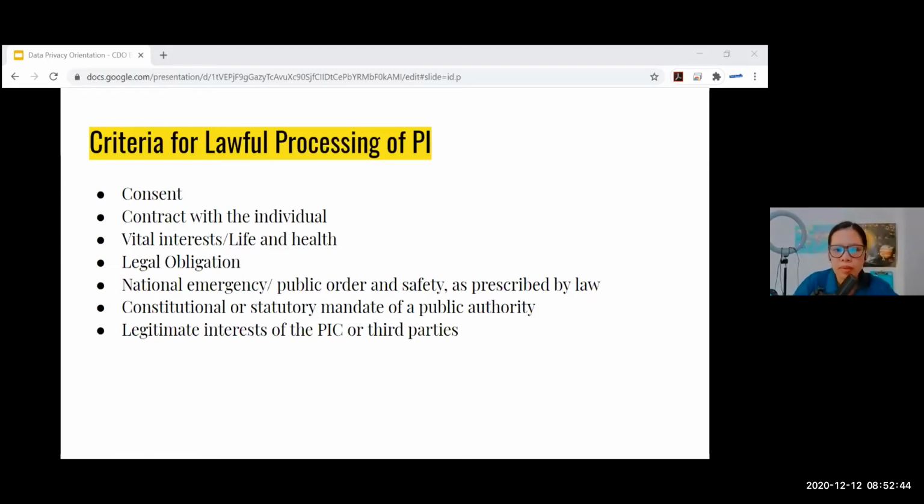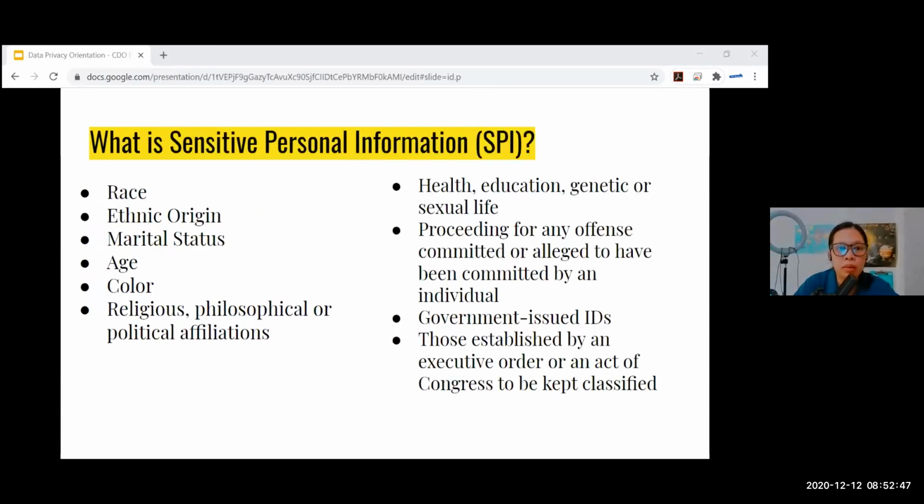Okay. So early on, we talked about personal information. We also are going to talk about sensitive personal information. What are these? These are just examples of sensitive personal information. It can be race, ethnic origin, marital status, age, color. Okay, these are sensitive because people can actually use this against you, especially if they are biased about certain things. So that's why, as much as possible, if you're going to collect and keep information, ensure that the sensitive information is also well secured.